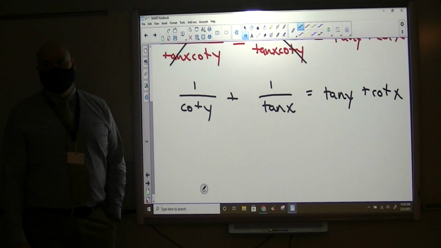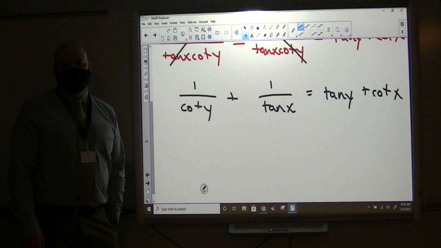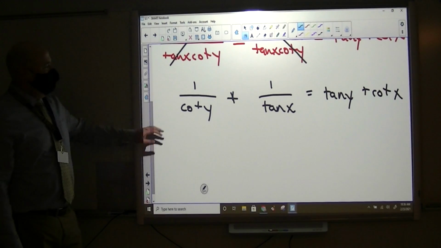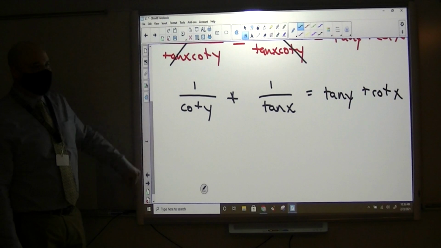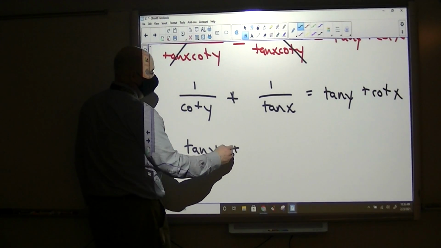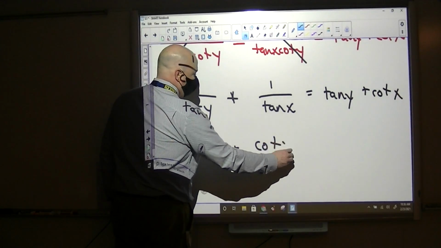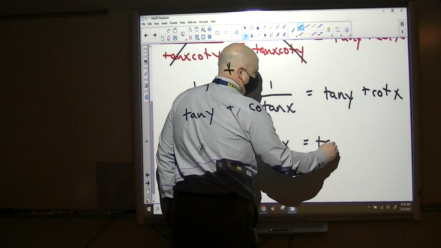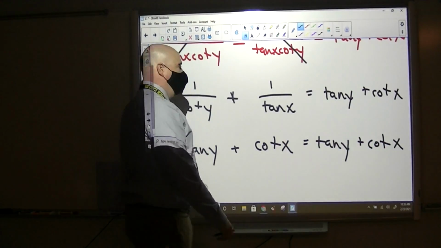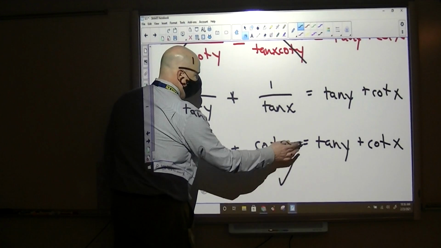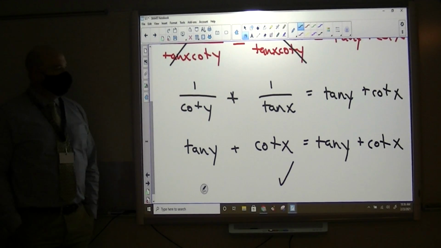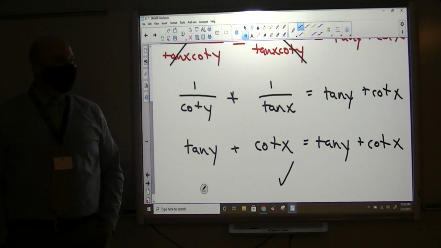Just to be clear, if you're stuck in a problem, you can't be like, I'm making this a plus now. Like, I really do think that was intended. Anyway, 1 over cotangent is tangent, and 1 over tangent is cotangent, and now they're the same. Check mark. My bad. Yeah, that was supposed to be a plus. Otherwise, I don't think that would ever work. But the idea is still the same.